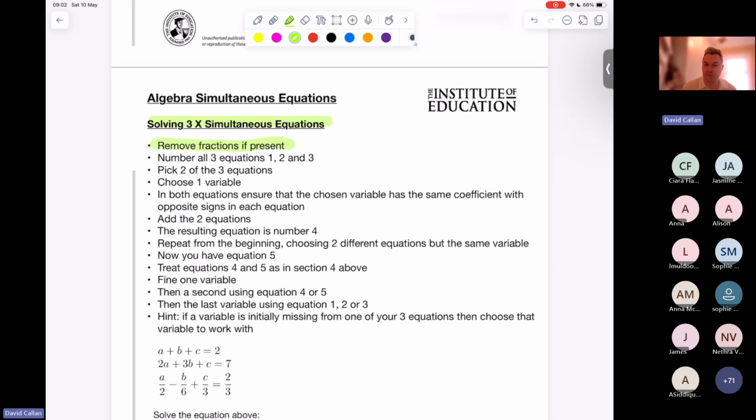It just helps to give you a bit of structure, so you can keep track of your work. Nothing major, but it gives you that little bit of structure there. And then you kind of go back to what's more like the junior cycle style of it. You pick 2 equations at a time. And when you pick your 2 equations at a time, you choose 1 variable.